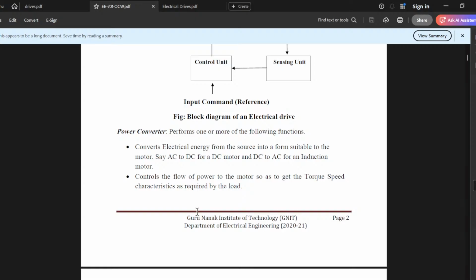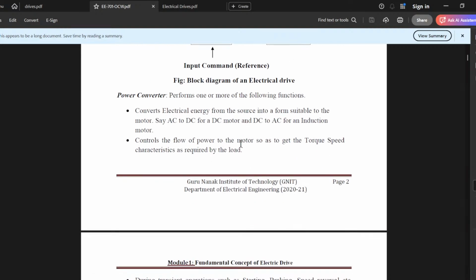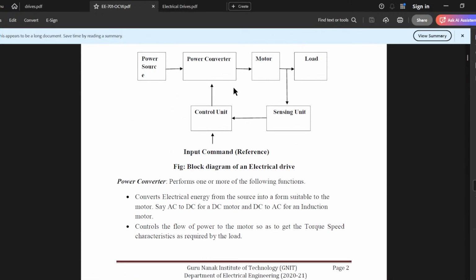So two main things. The only two main things in this whole system are these two, and this guy is doing all of it alone. So this is the most useful unit: controlling speed, torque, characteristics.